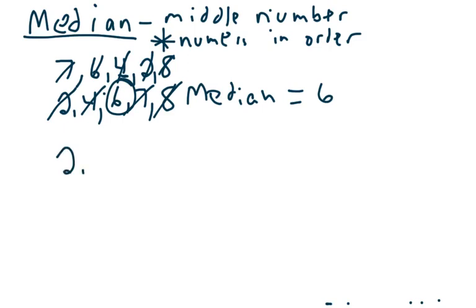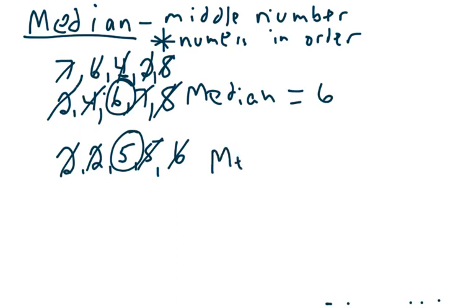I'll put these in order, but you could have 2, 2, 5, 5, 6. Again, I just want to show it with the repeated numbers. Cross off, cross off, cross off, cross off. Even though I crossed that 5 off, the median is 5.